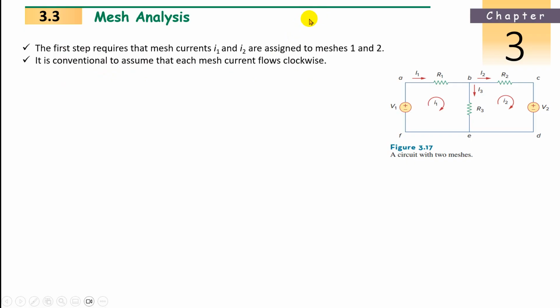I told you, when the result comes out negative, it tells you that what you assumed is reversed. So here also, the mesh current direction, the loop current direction, you can assume clockwise in general. Anti-clockwise is also no problem, but follow one method. So always follow clockwise. The second step: we apply KVL to each mesh. KVL to each mesh. So for the first mesh, what is the KVL?